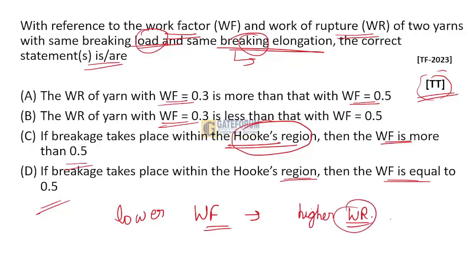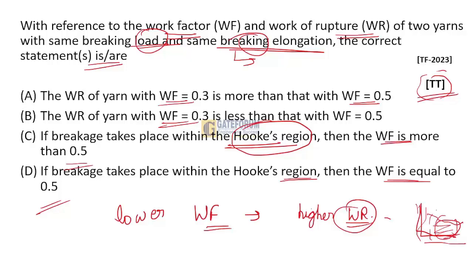Work of rupture means the work required to break the fabric under the load elongation curve. So basically it is the area under the curve. If you have to calculate the work of rupture, it is the area under the curve. Then you directly integrate the portion that is given, and you will get the work of rupture or the toughness, in general terms.